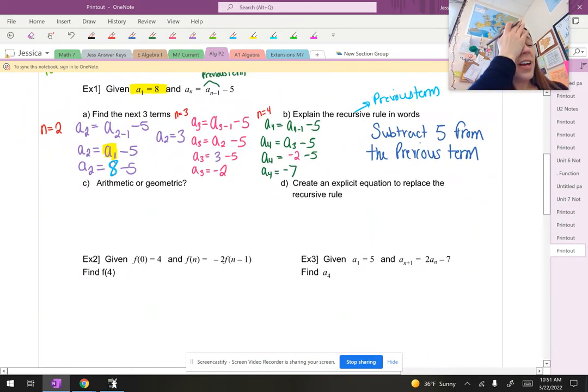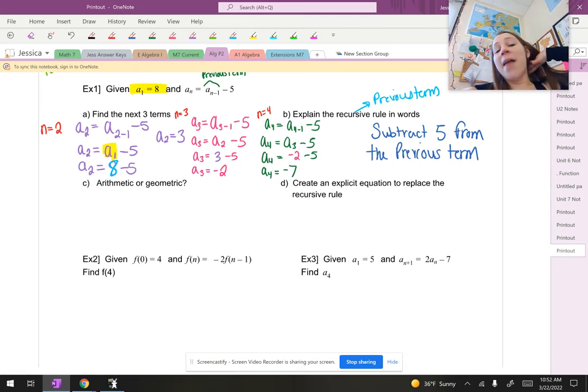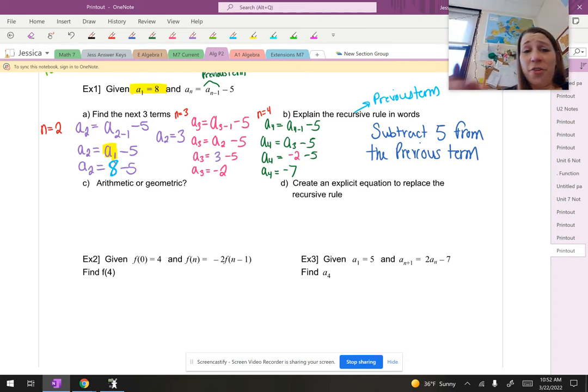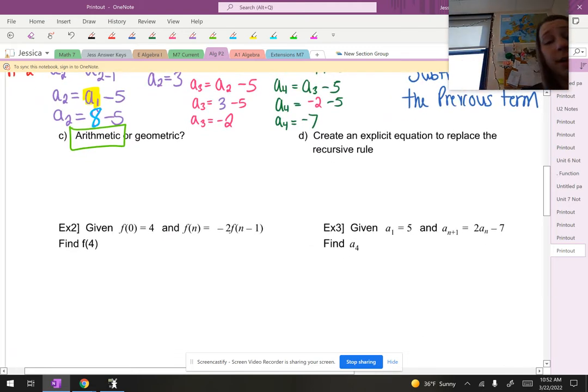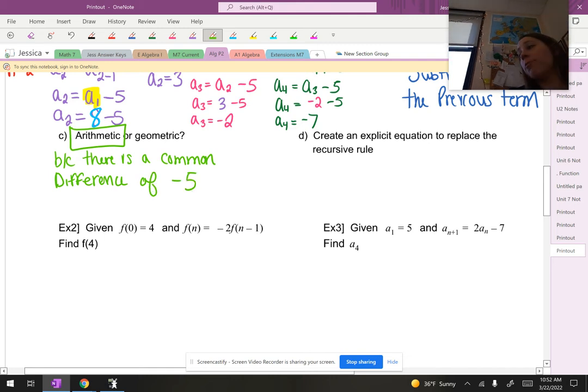All right, is this arithmetic or geometric? Does it have a common difference or a common ratio? Well, I'm not multiplying by anything, so no common ratio, which means that it has to be arithmetic. And it's arithmetic because there is a common difference of minus 5.